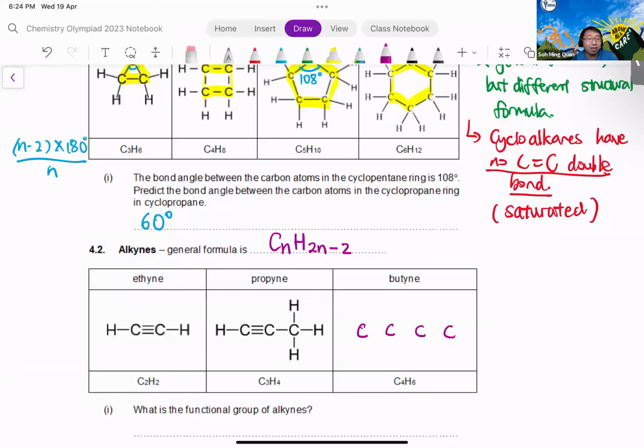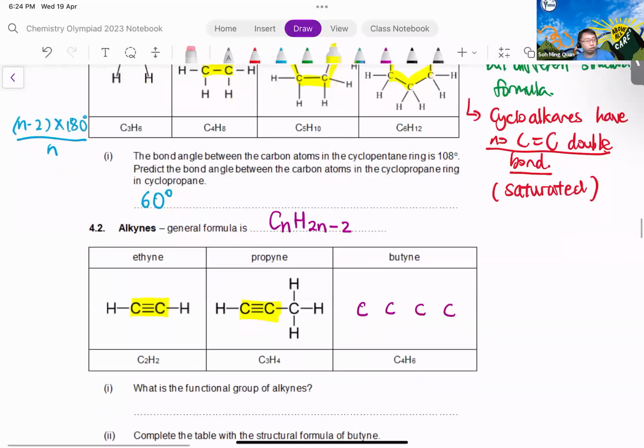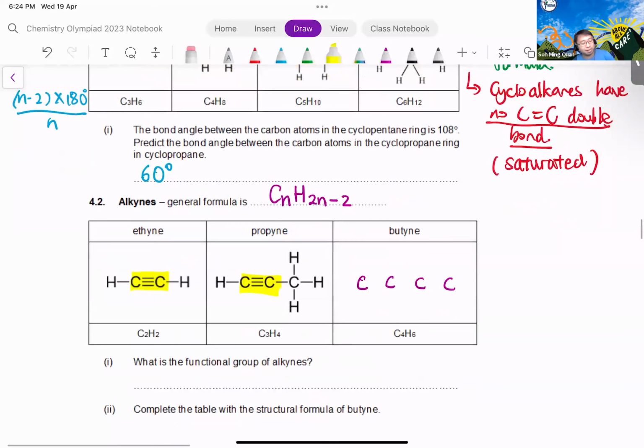Next, what do you think is the functional group for alkyne? Clearly, ethyne has this triple bond. Propyne also has this triple bond. So clearly, there must be a triple bond. The triple bond is the functional group of alkyne. Carbon, carbon, triple bond. So the other ones are single bonds. So the last step is just to fill up with hydrogens to make sure that every carbon has 4 bonds around itself.